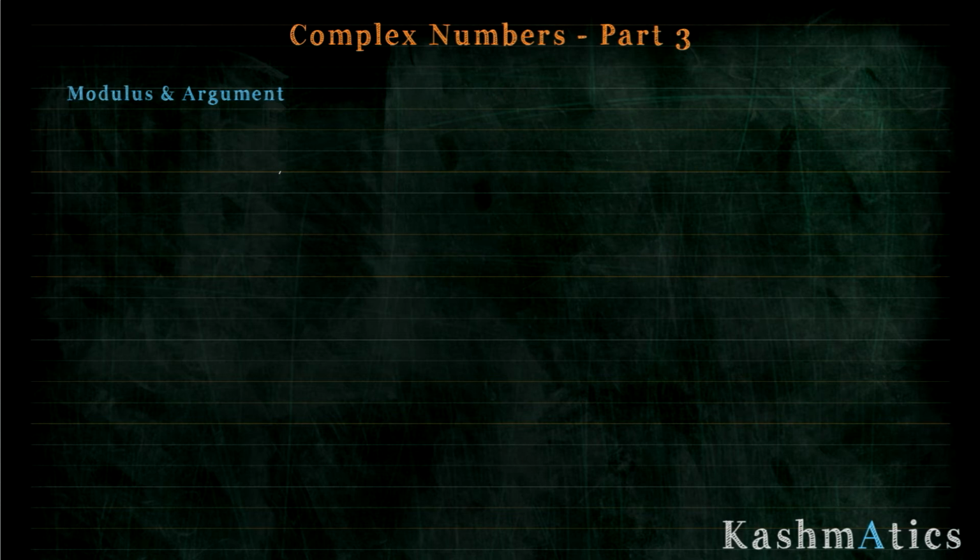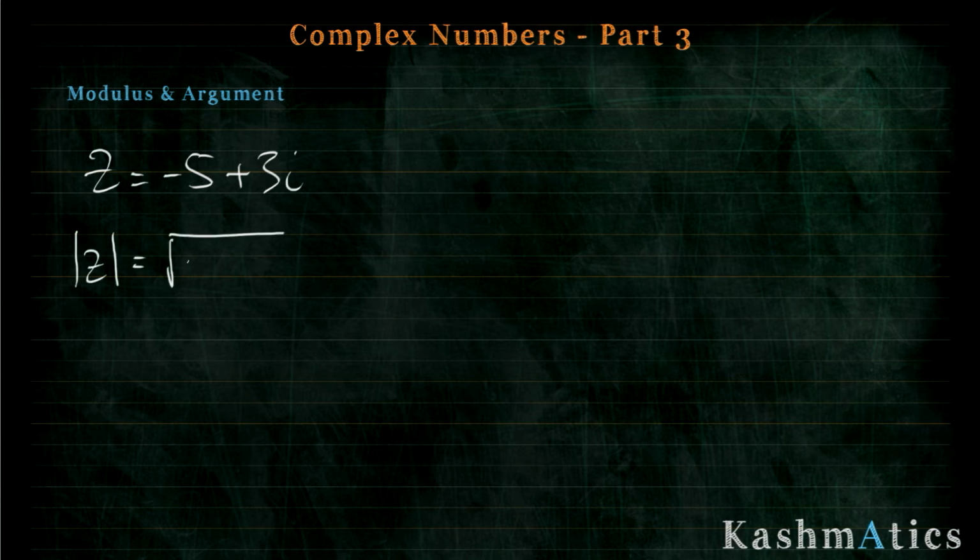And I'll do one more example from scratch so you can see how I do it. So let's just say z is equal to minus 5 plus 3i. First of all, the modulus of z would equal the square root of 5 squared plus 3 squared, which gives me root 34.